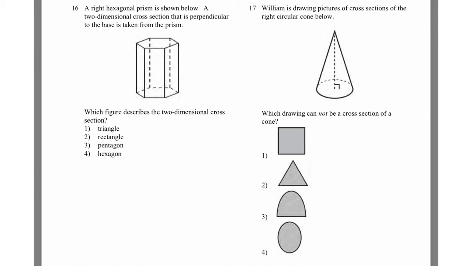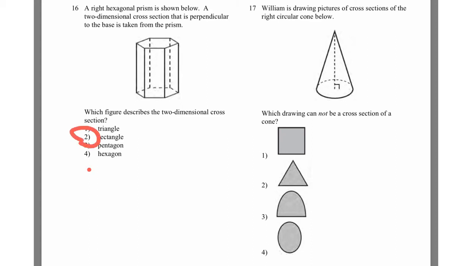So here are the problems that we're going to look at. The first one is a right hexagonal prism is shown below. A two-dimensional cross-section that is perpendicular to the base is taken from the prism. So if it's perpendicular to the base, that means it's going to be sliced down this way. So the two-dimensional cross-section is going to be a rectangle. If it were parallel to the base, that would be slicing it this way, then it would be a hexagon. But since it's being sliced perpendicular, it's going to be a rectangle. So let's go ahead and circle that.